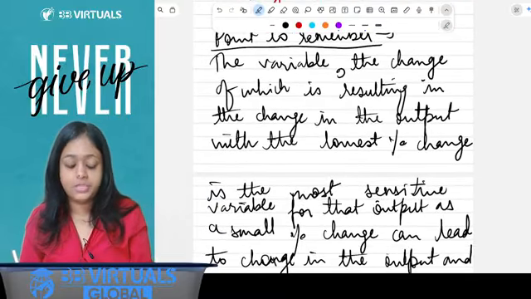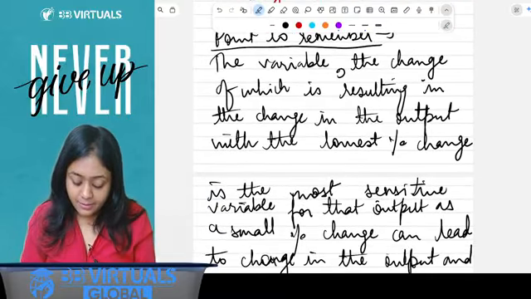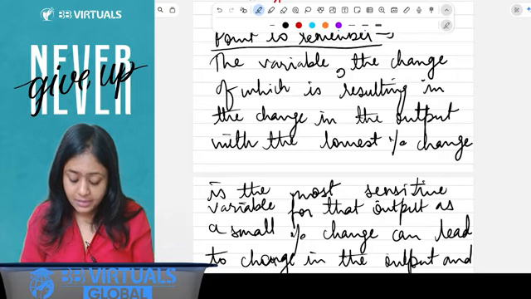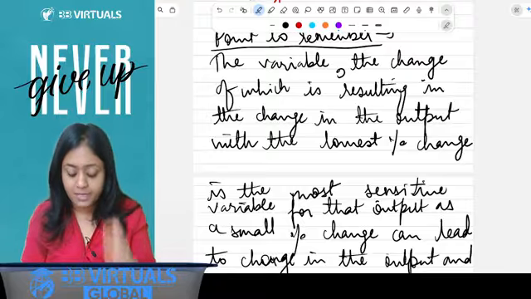Now just a few pointers to remember. The variable, the change of which is that variable.